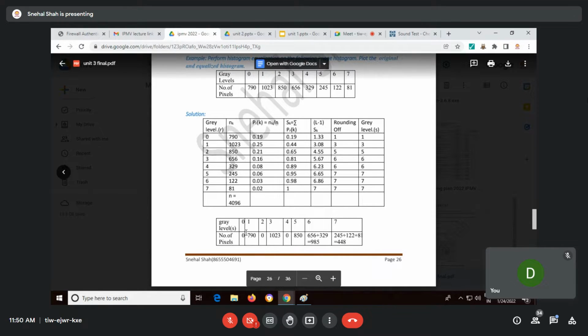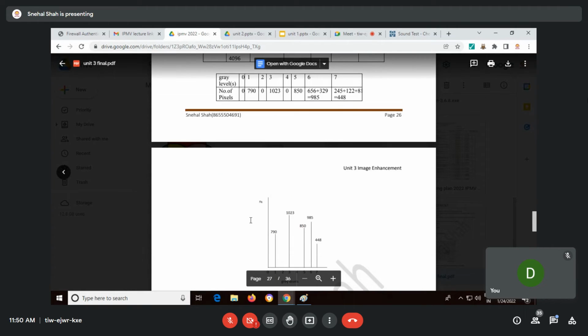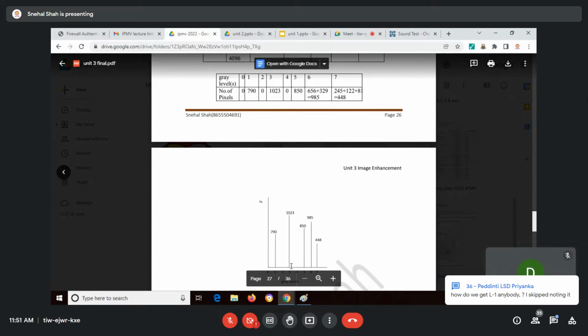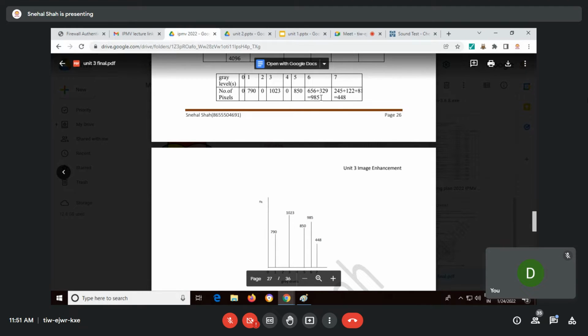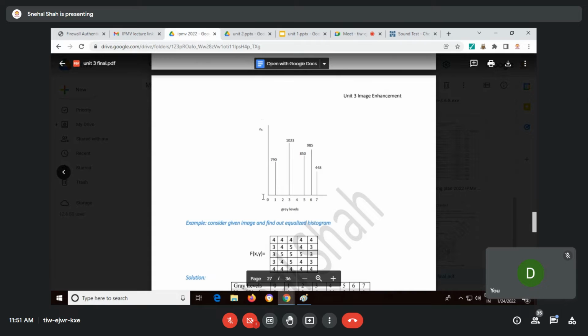Now from this table you have to make the histogram graph. For 0, the value is 0. For 1, it is 790. 2 is 0. 3 is 1023. 4 again 0. 5 is 850. 6 is 985, and 7 is 448. You just have to represent this in graph form, gray level versus number of pixels.